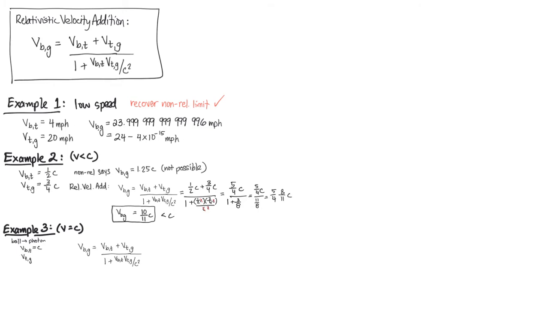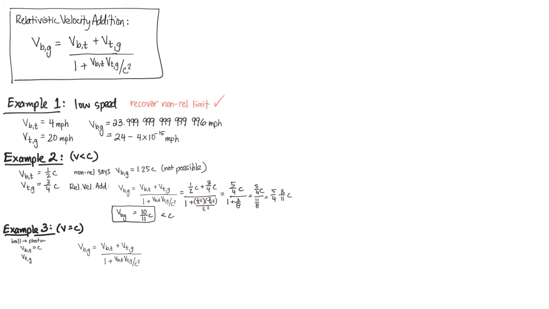So in our final example, we're basically going to imagine that the ball, instead of being a ball that has mass, is a photon traveling at the speed of light. And our goal is to show that no matter what frame of reference you choose, the photon will always be measured as traveling at the same speed, the speed of light.